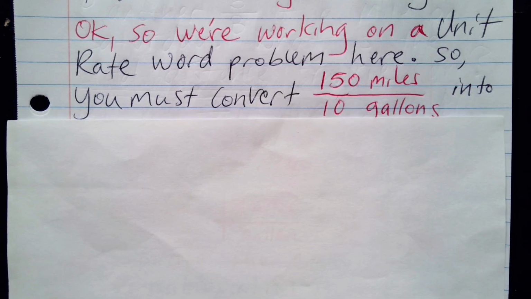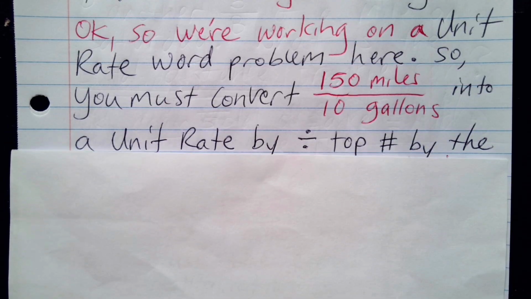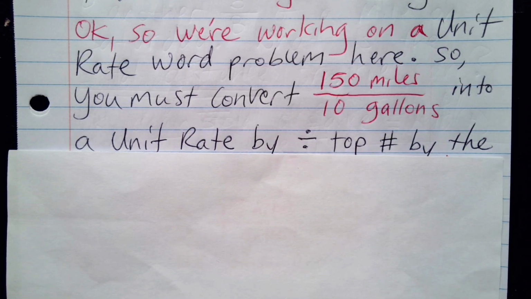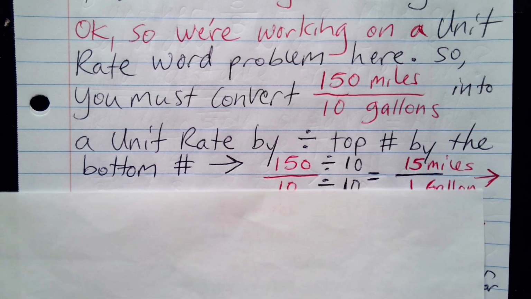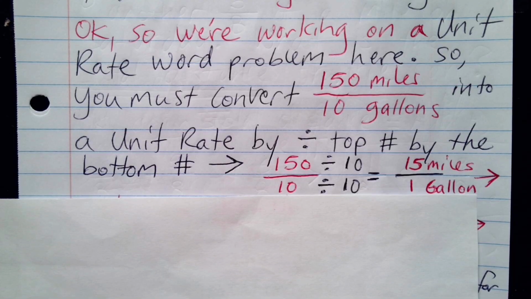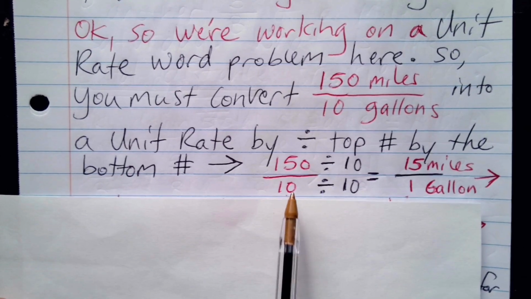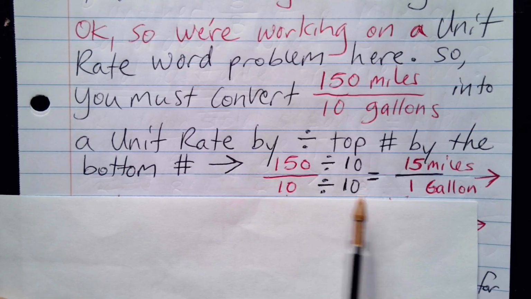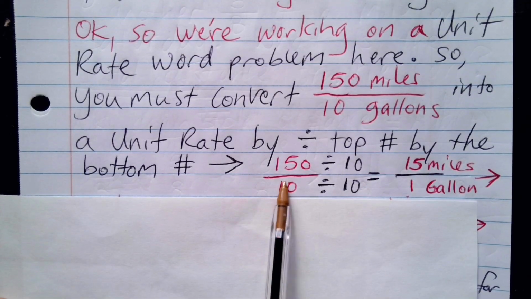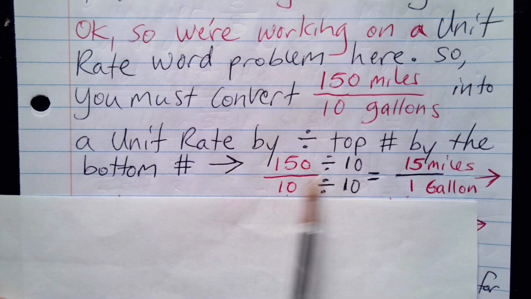So you must convert 150 miles to 10 gallons into a unit rate by dividing the top and by dividing the bottom number by 10. Okay, your whole goal in a unit rate, you're going to ask, well, how did you know to divide by 10? Well, in a unit rate, we want to divide the bottom number by the same number so it converts into 1. But what you do to the bottom, you have to do to the top part of this fraction.